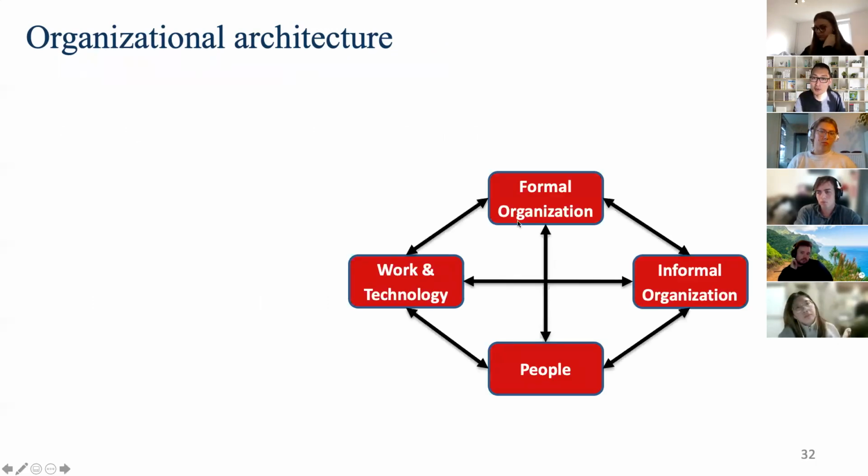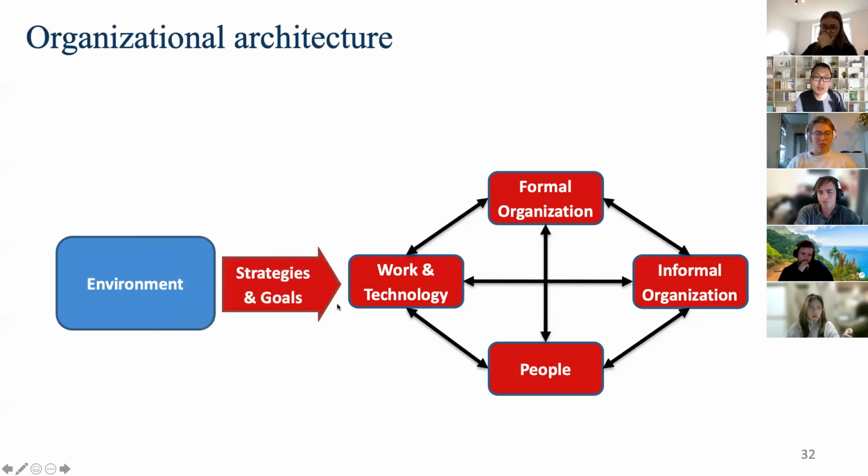We have formal organization, informal organization, or say formal structure, informal structure. And then we have people, or you can also say human resources. And then we have work and technology for producing the products. Some researchers also call this business processes, right? So it's just to transform input to output using this technology and to finish different tasks. And the 5th important component is called strategies and goals, right?